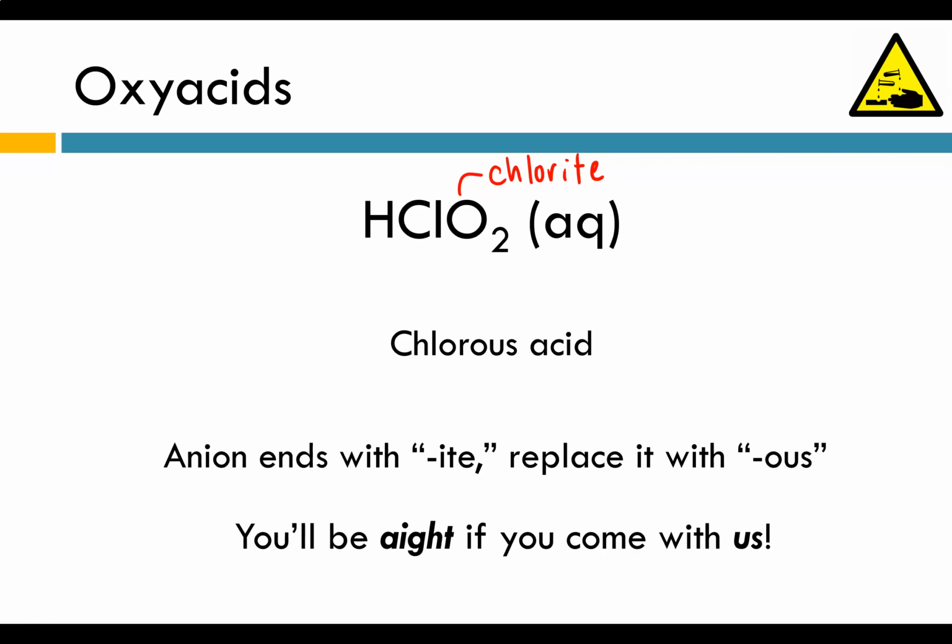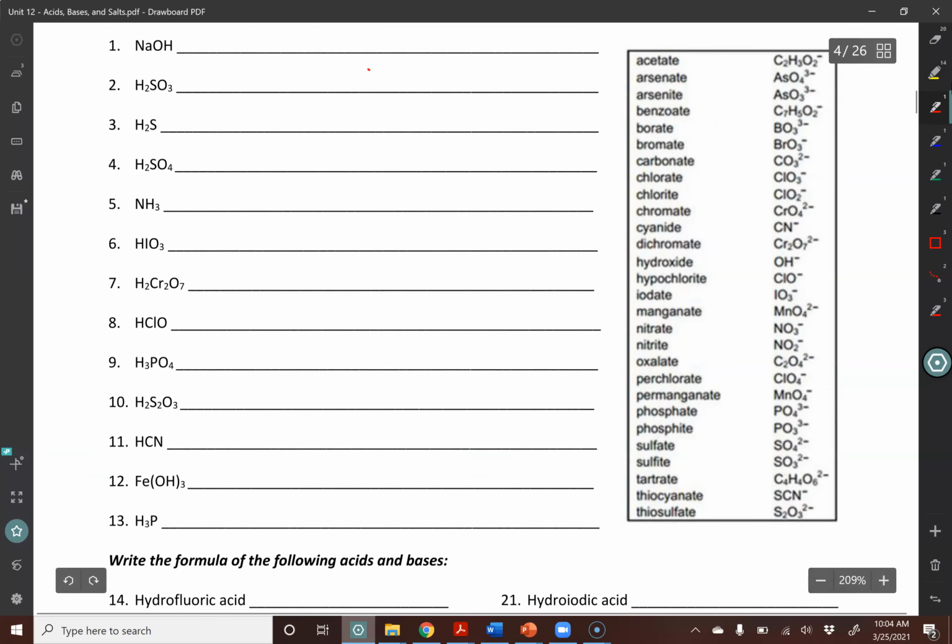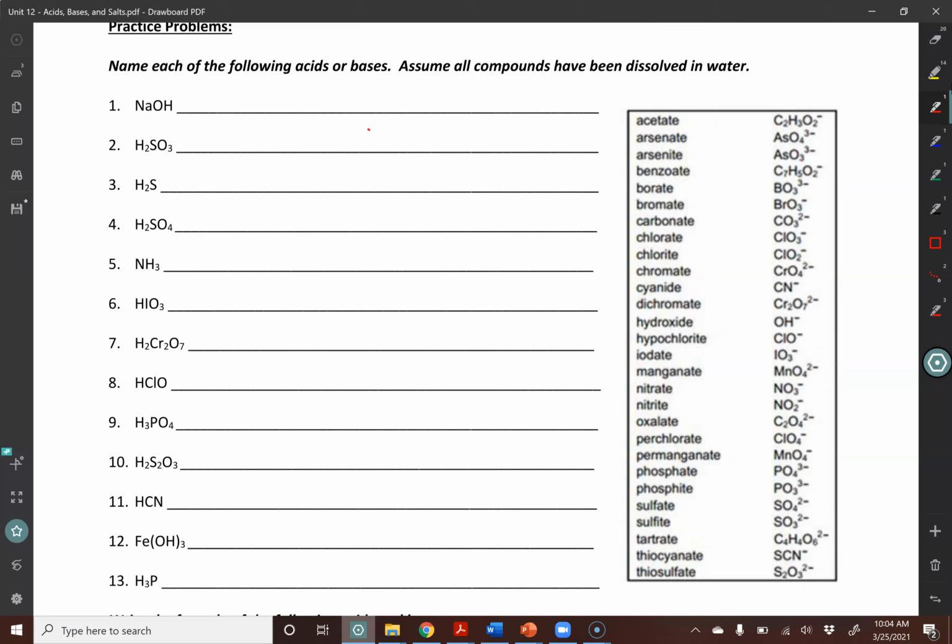All right, let's try to put this into practice, and let's work on naming a couple of acids and bases. So we've got a bunch of practice problems that will give you a chance to really work on both naming and taking the name and turning it back into the formula. So let's look at a handful of them together. We'll take a look at the first 4.